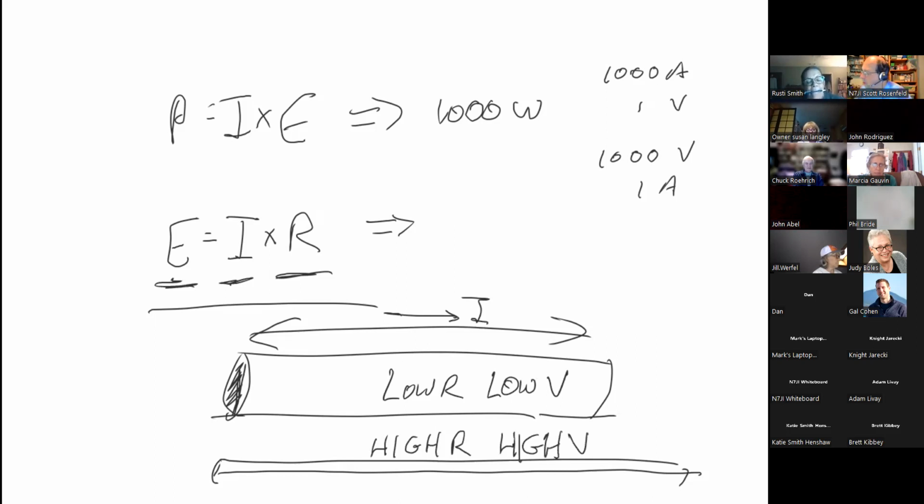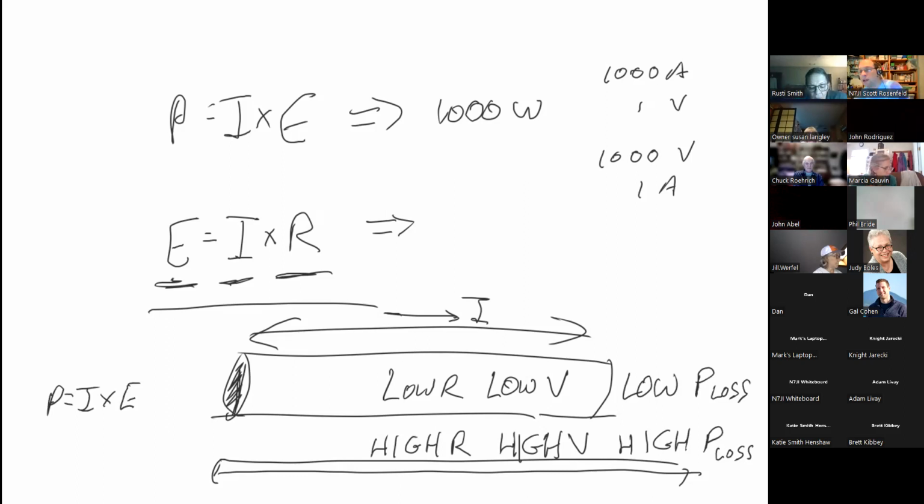Okay? Well, that being said, we go back to our power is equal to I times E. This is going to be low power loss. This is going to be high power loss. If I am the power company, which one do I like? Low power loss or high power loss? Low. Low power loss, exactly, because that means I can service my customers. So, you obviously like to operate at low current.